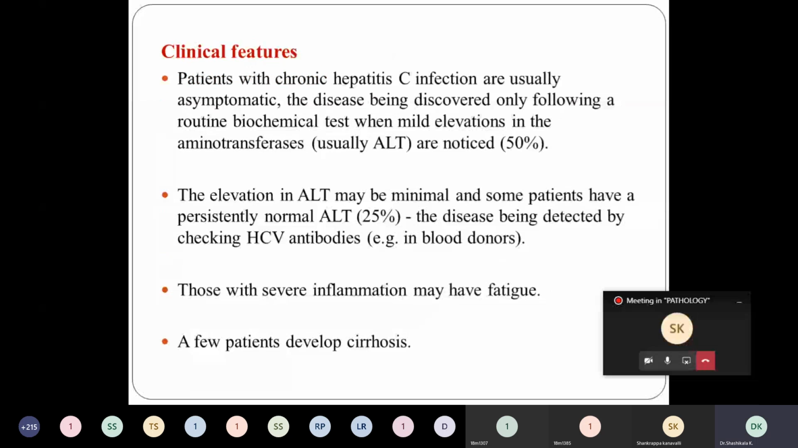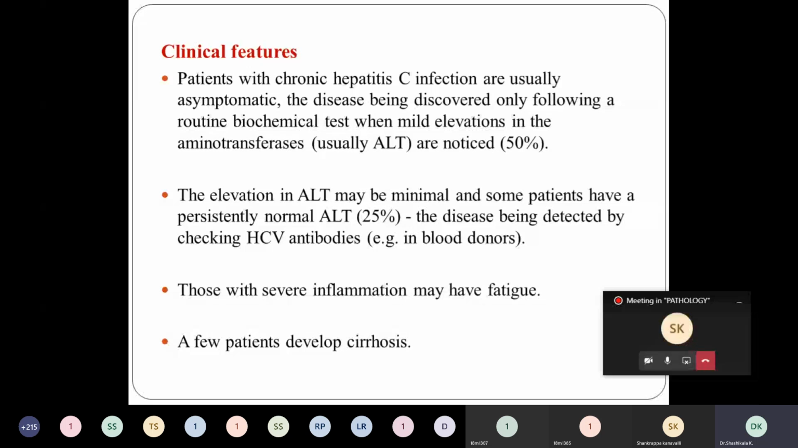Clinical features: patients with chronic hepatitis C infection are often asymptomatic. The disease is discovered only following a routine biochemical test, with mild elevations in aminotransferases, that is ALT, noticed in 50% of the cases. The elevation in ALT may be minimal, and some patients have persistently normal ALT, that is less than 25%. The disease is also detected by checking the HCV antibodies, for example in the case of blood donors.